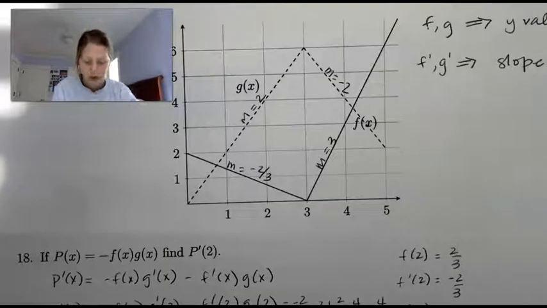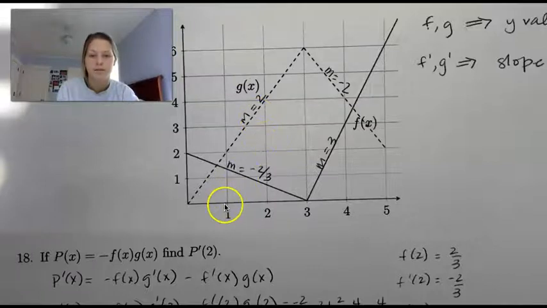Okay, so the graph's a little crooked again, but we can find our answers. So first we need g of 0.5. So about here, using the g of x line, it is 1. So g of 0.5 is 1. G prime of 0.5 is 2 because the slope of this line segment is 2. And then f prime of 1 is negative 2/3, since the slope of this line segment is negative 2/3, and that is how we get that answer.